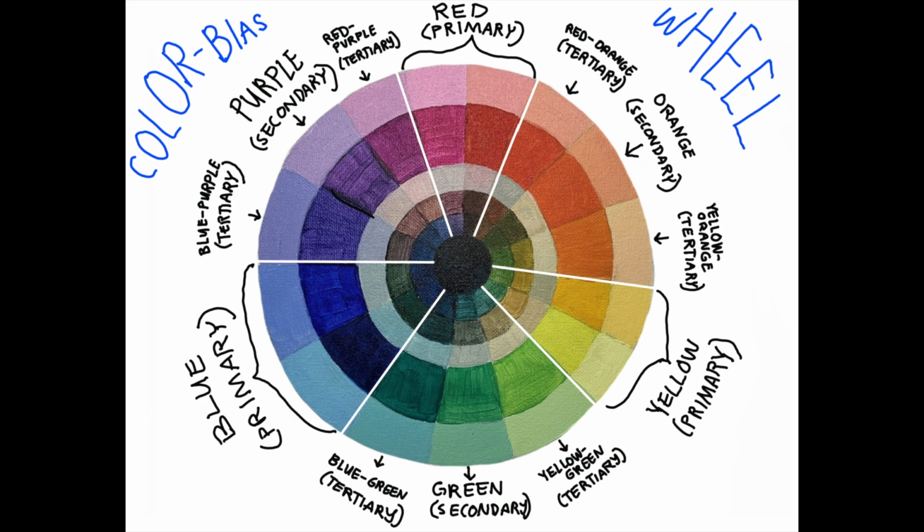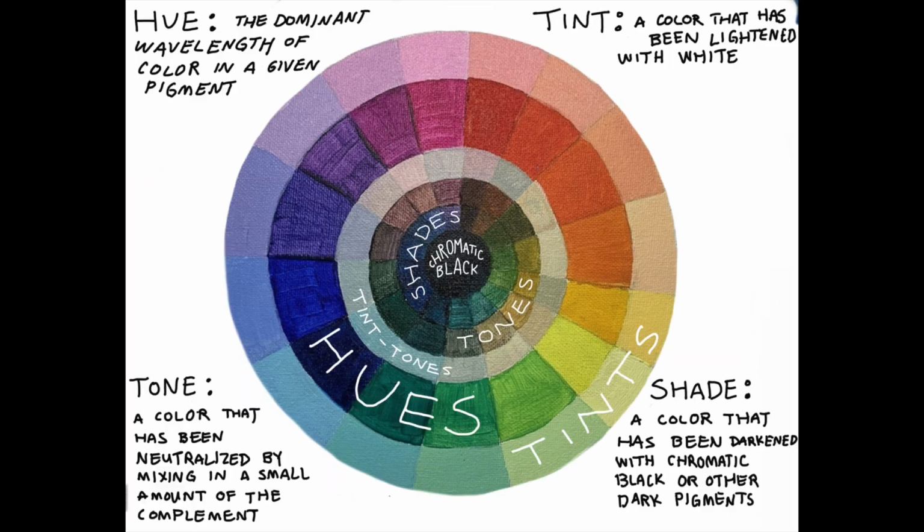In this process, y'all will be mixing your secondary colors like green, orange, and purple. And you'll also be mixing your tertiary colors, which are those colors that lie in between your secondary colors and your primary colors, such as yellow-orange, red-purple, and blue-green. So each primary, secondary, and tertiary color will actually be mixed into hues, tints, tones, shades, and even into tint tones, which are basically a combination of a tint and a tone.